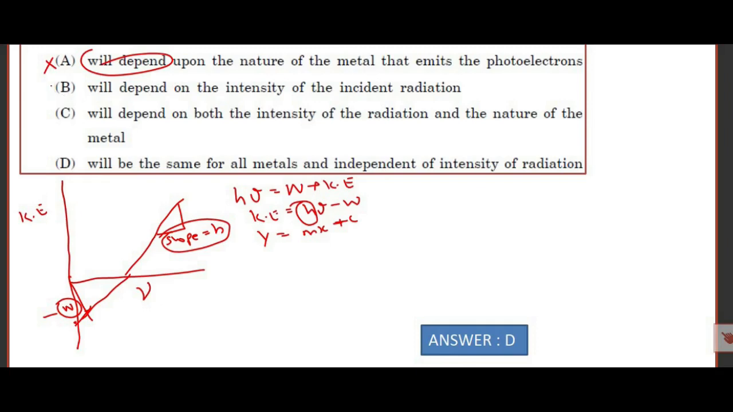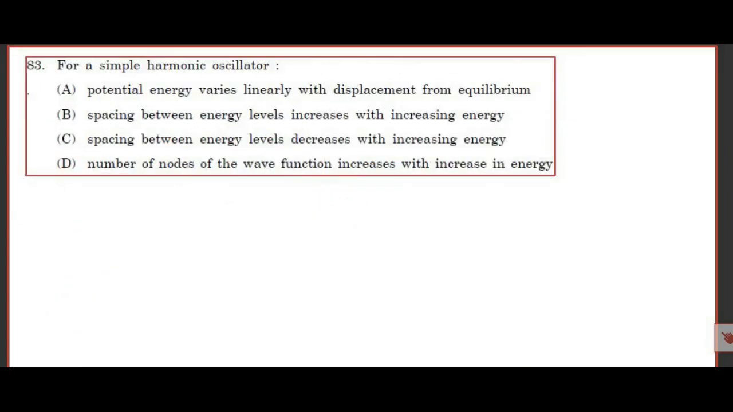Will it depend on intensity? No, it does not depend on intensity. Will it depend on both intensity and nature? That is also wrong. Option D is correct, where the slope is the same, equal to h, which is a constant, Planck's constant. It is the same for all metals and independent of the intensity of radiation. Option D is correct.